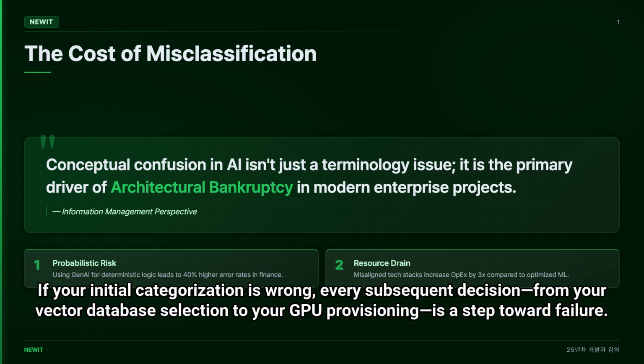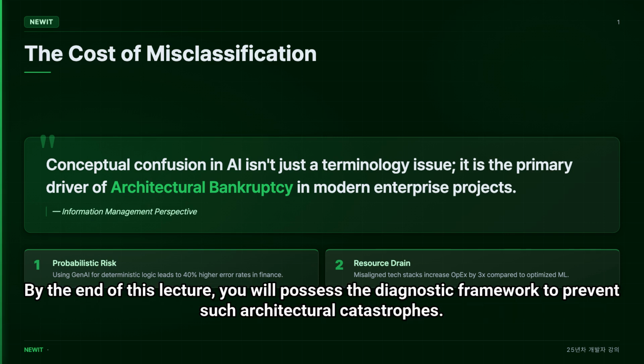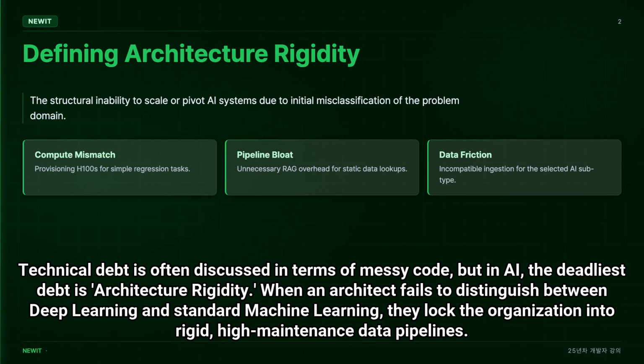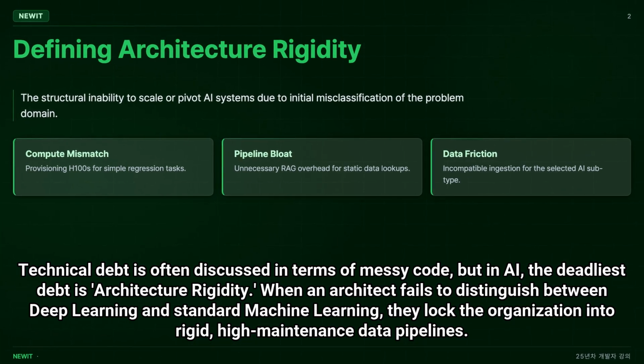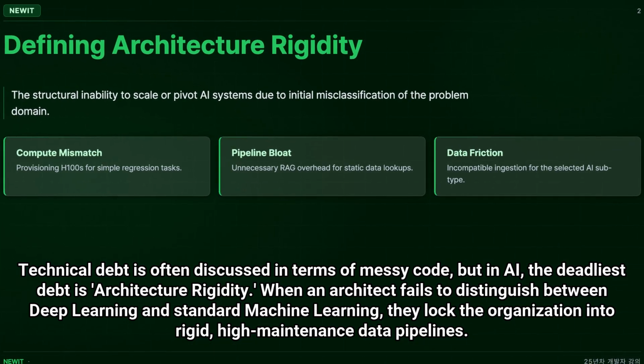If your initial categorization is wrong, every subsequent decision from your vector database selection to your GPU provisioning is a step toward failure. By the end of this lecture, you will possess the diagnostic framework to prevent such architectural catastrophes. Technical debt is often discussed in terms of messy code, but in AI, the deadliest debt is architecture rigidity.